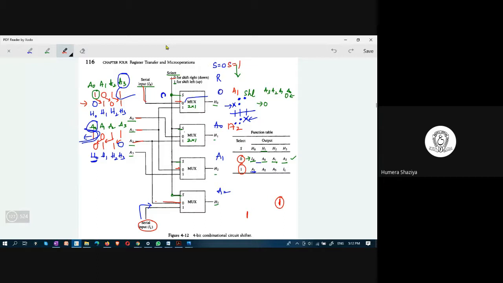Here, third multiplexer to 1, what is connected? A3. So this is H2. H2 would generate A3 as output. What is H3? H2, H3, 1. Serial input is connected. So this serial input is connected to 1, this one IL. So H3 is IL.